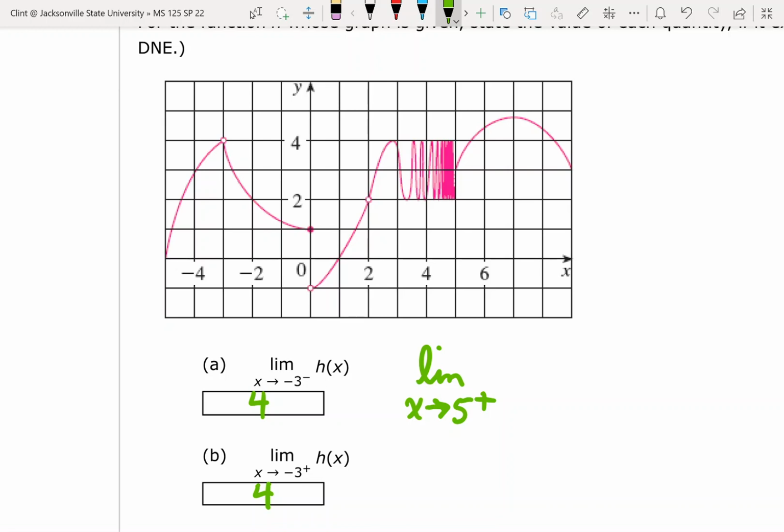That one's a little weird, but we're coming in, approaching 5 from the right. So where does that look like we end up? Yeah, end up with 3, right? End up with 3 on that one. And then coming from the other way, x approaches 5 from the left. Yeah, we got an issue there because we've got this oscillation. Since we have this infinite oscillation, does not exist.